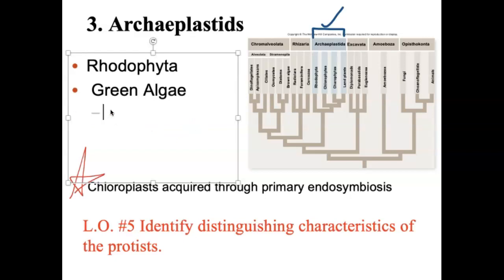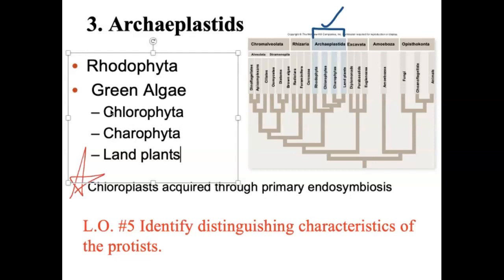And within the green algae, we have Chlorophyta, we have Charophyta, and then we have the land plants. But I want to put a little exclamation point on the land plants because we will tackle those guys separately. Plant evolution is a whole fascinating, interesting ball game. I'm going to pull those guys out and separate them and tackle plants under the kingdom Plantae. So we're just going to tackle Rhodophyta and then the green algae, and within the green algae, again, Chlorophyta, Charophyta.